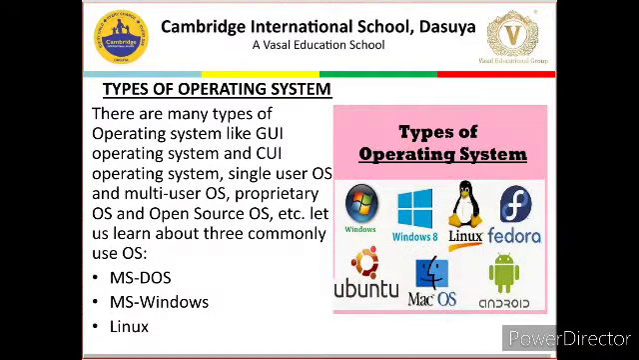The types of operating system. There are many types of operating systems like GUI operating system and CUI operating system, single user operating system and multi-user operating system, proprietary operating system and open source operating system, etc. Let us learn about three commonly used operating systems: MS-DOS, MS Windows and Linux.